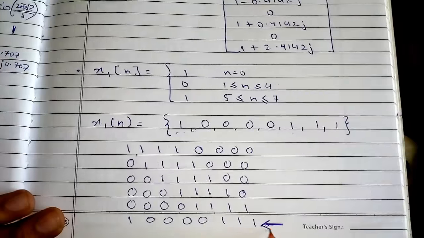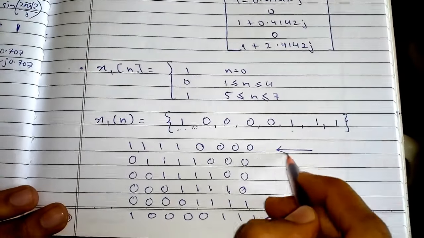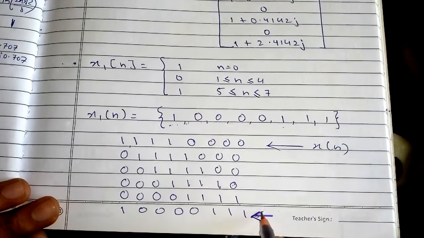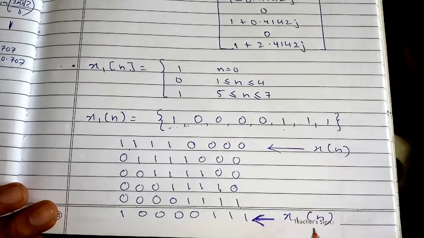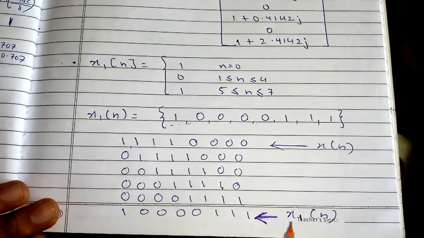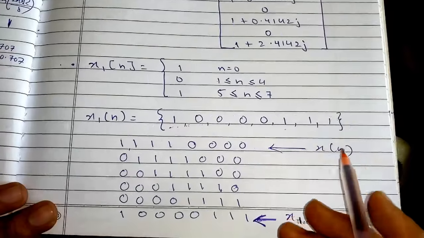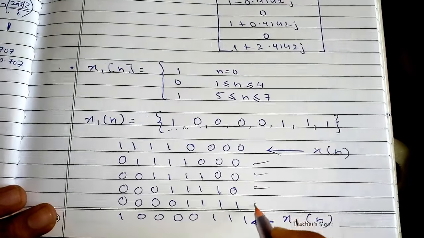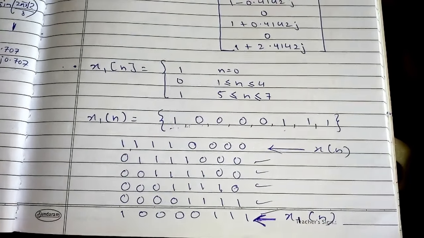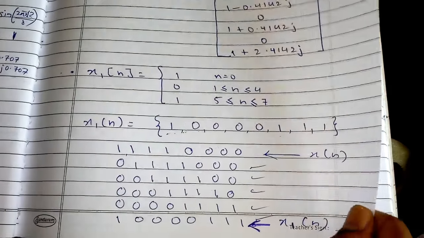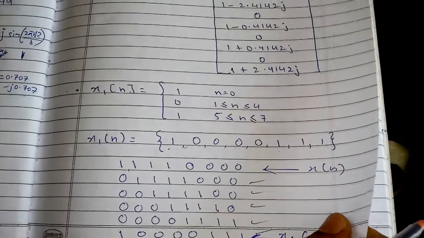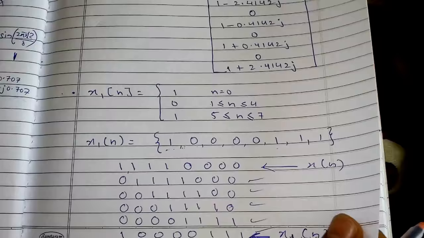Now this sequence that you got, this was my x of n, remember, and this is my x1 of n, right? Because it looks very much similar. How many times did we move it? 1 2 3 4 and 5, right? So I have a property called the circular time shift property, which is something like this.